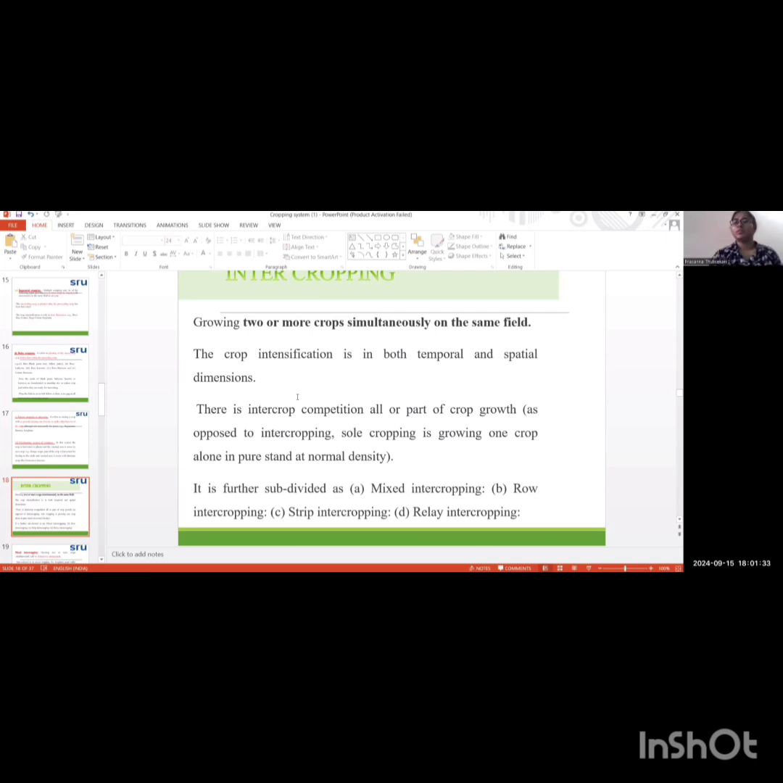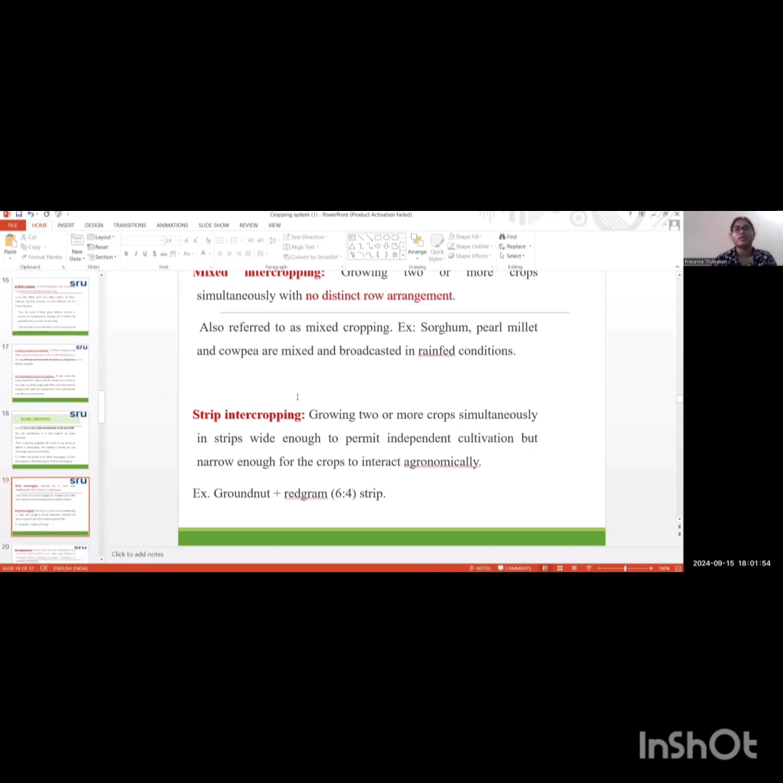So intercropping means growing of two or more crops simultaneously on the same field. Their cropping intensification is both temporal, time-wise, and also spatial in the same field. And intercropping is of four types. First is mixed intercropping, second is row intercropping, third is strip intercropping, and fourth is relay intercropping. First we'll study mixed intercropping.